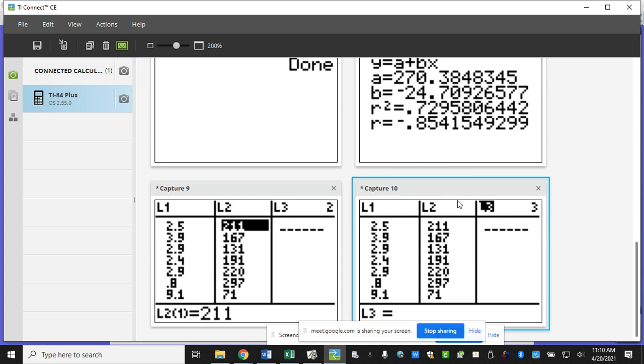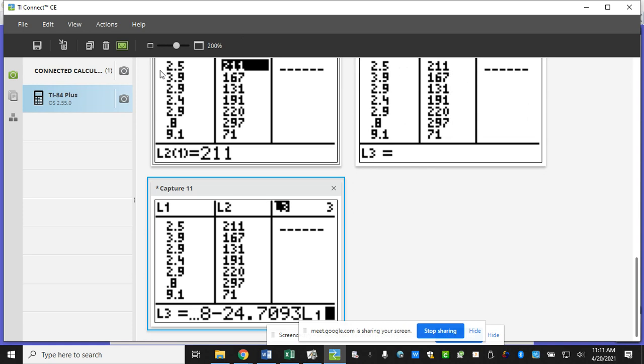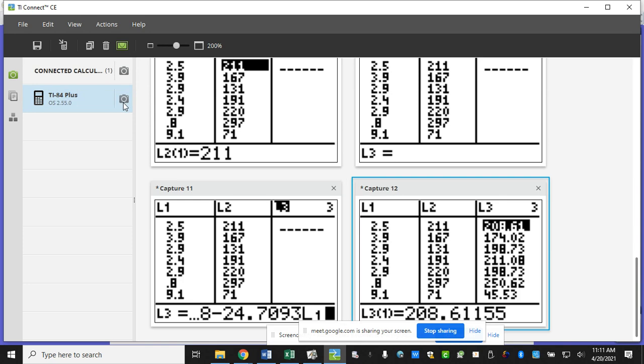What do I plug in as X? Everybody with me? So I am plugging in my least squared regression line equation into list 3, starting at 270.3848 minus 24.7093. And instead of typing X, where are my X's? My X's are in list 1. And then when I hit enter, it's going to fill them all for me.